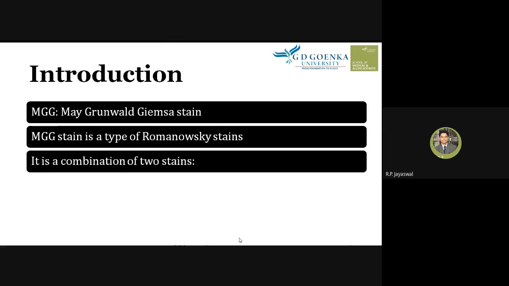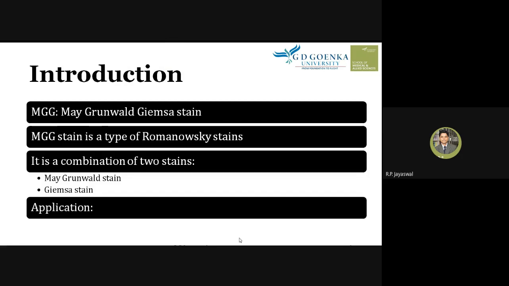Here we will see that MGG stain is a combination of two stains. One is a May Grunwald stain and the other is a Giemsa stain. So because of that we say May Grunwald Giemsa. The application for this staining is that it is used for staining bone marrow smear, blood smear, and other clinical cytological specimens. When we do the cytological studies, the cells can also be stained by MGG stain.